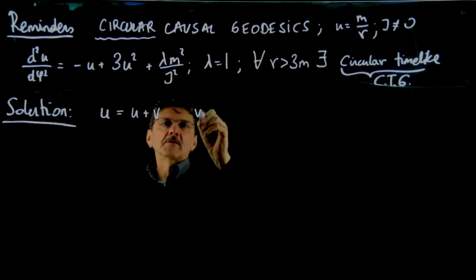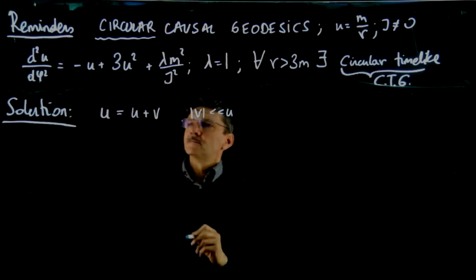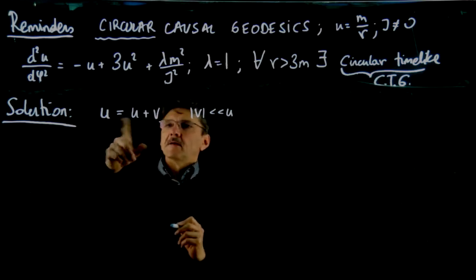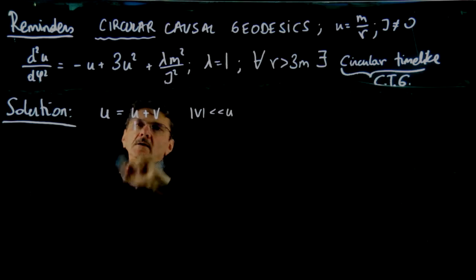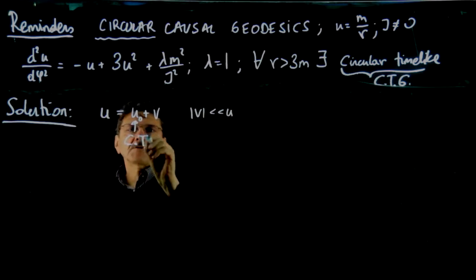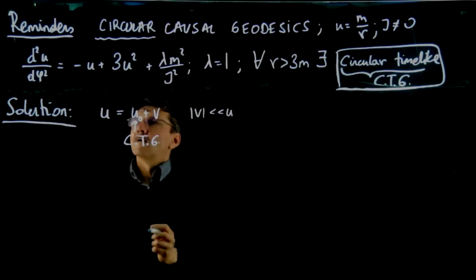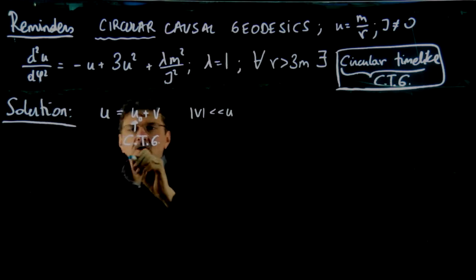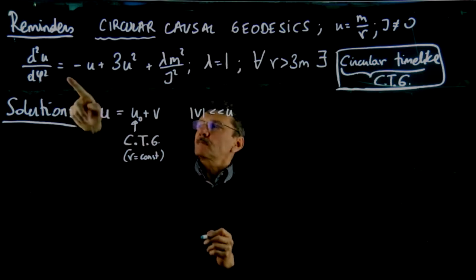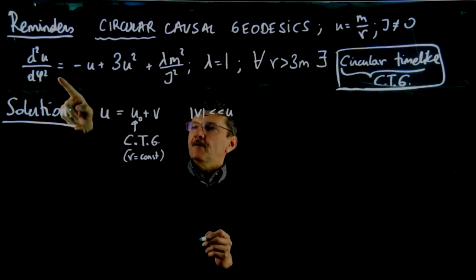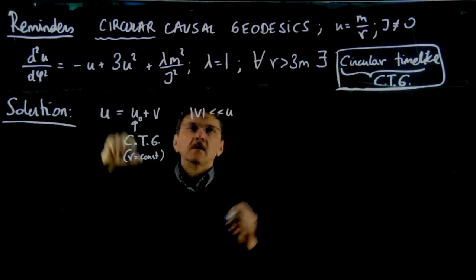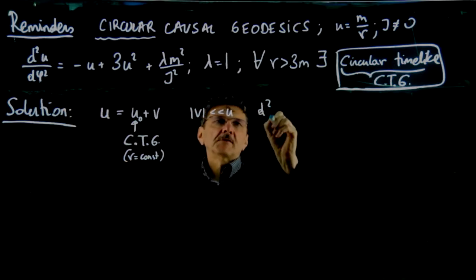and v is much smaller than u₀. And u₀ is a circular causal geodesic, a circular time-like geodesic. So in particular, r is constant on this one. And we put this in the equation. Then, of course, the second derivative of u₀ will be zero.